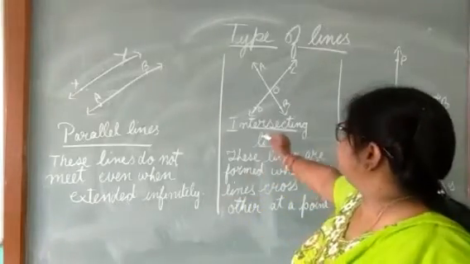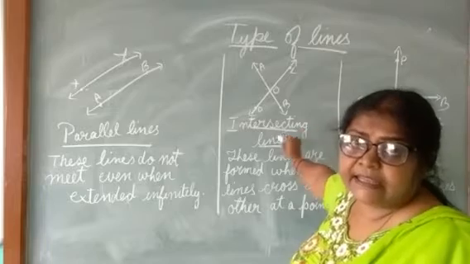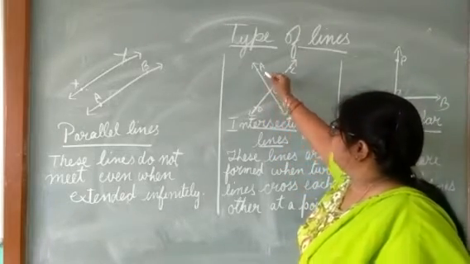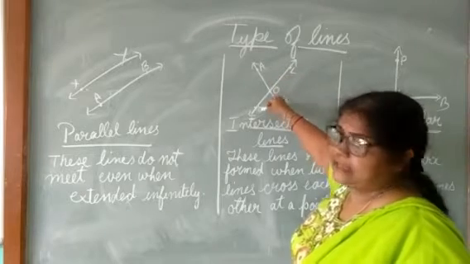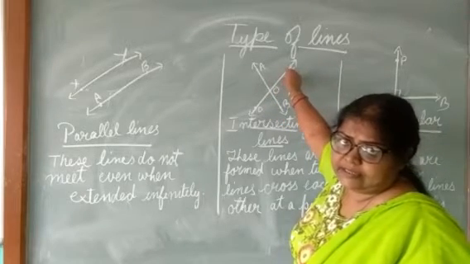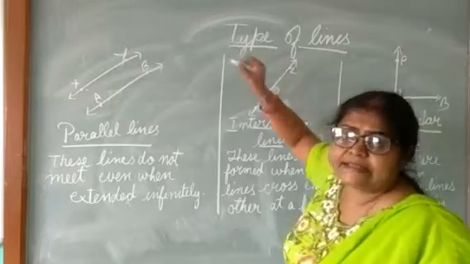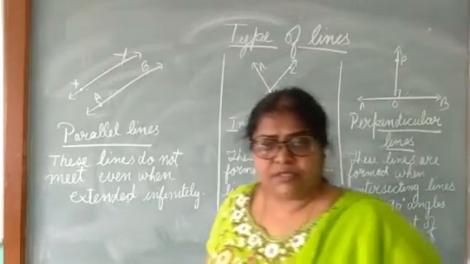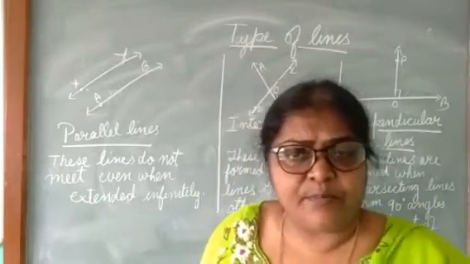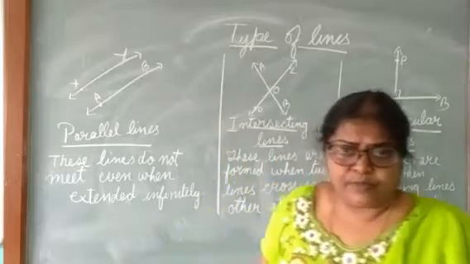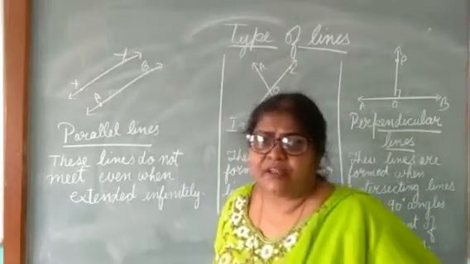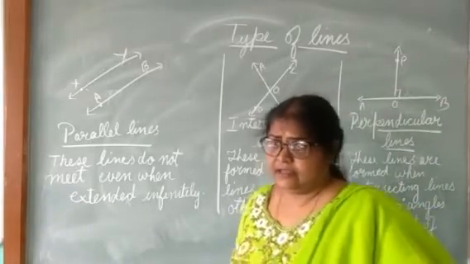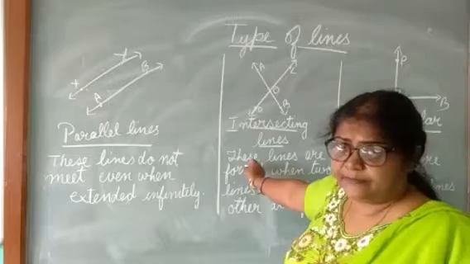Next one is intersecting line. What is that? One line you are seeing is AB here, and another line. Two lines are there, and these two lines are cutting at one point, that is O. Understood? This type of line is known as intersecting line.